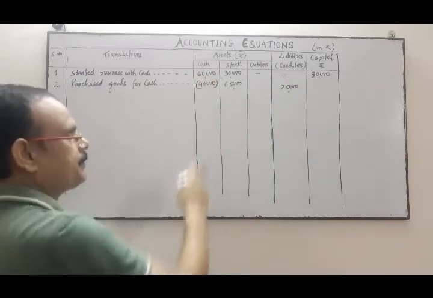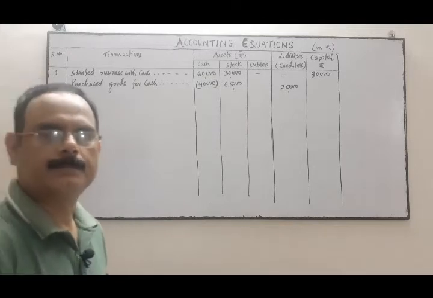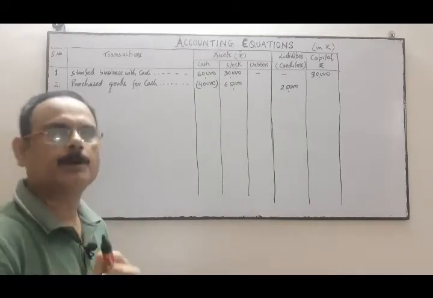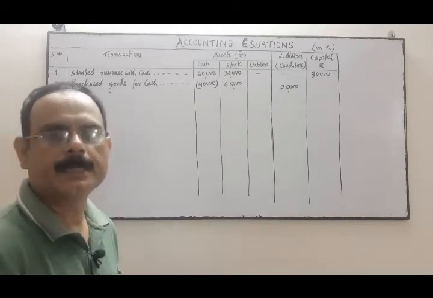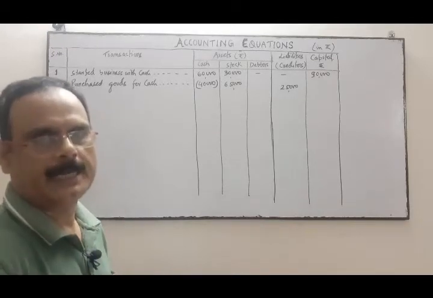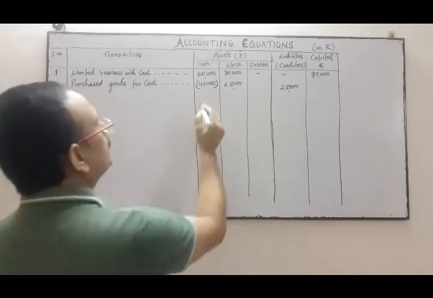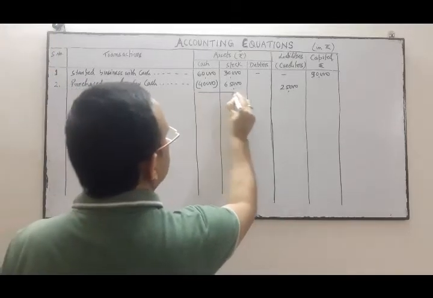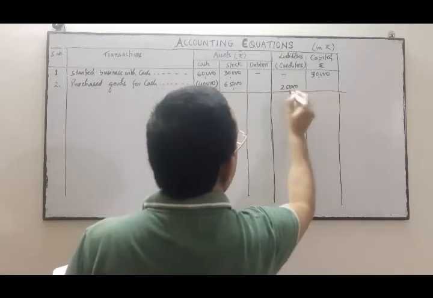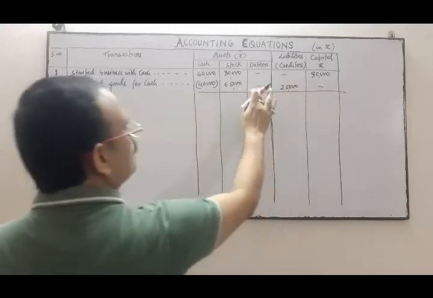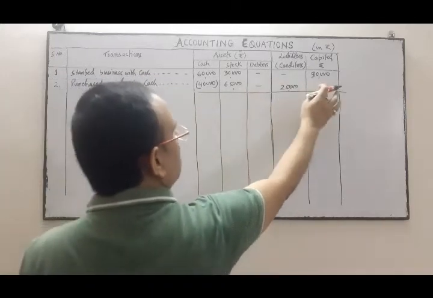I have written in bracket for negative indication. The value which I have written in bracket, or will write in bracket, indicates the minus, the negative figure. So the equation is, after this transaction we have to see the equation. Where there is no item, no amount, I put the dash.